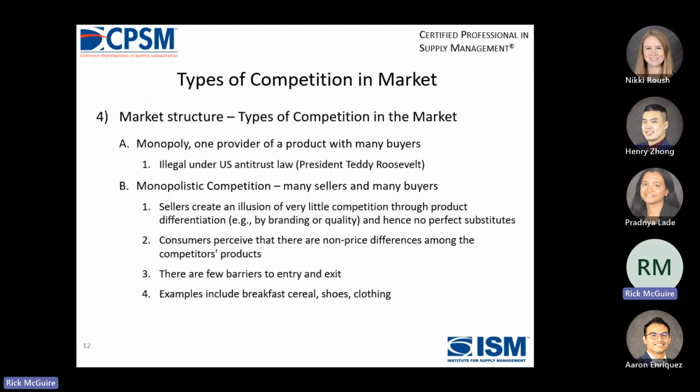Then a little bit on market structure. There's some types of competition in the market. There's monopoly, which is one provider of a product with many buyers. Most of the time it's illegal under antitrust law, although we do have some regulated monopolies, such as electric power.